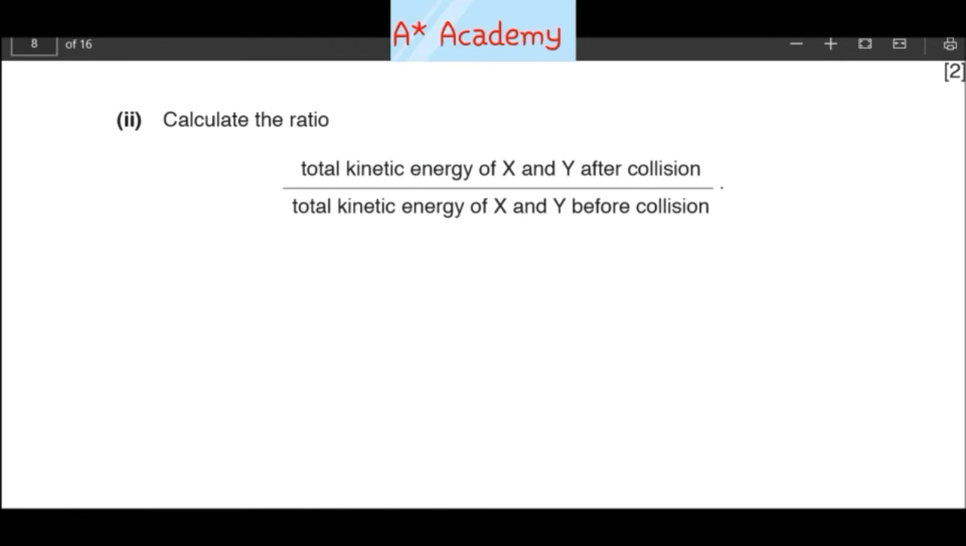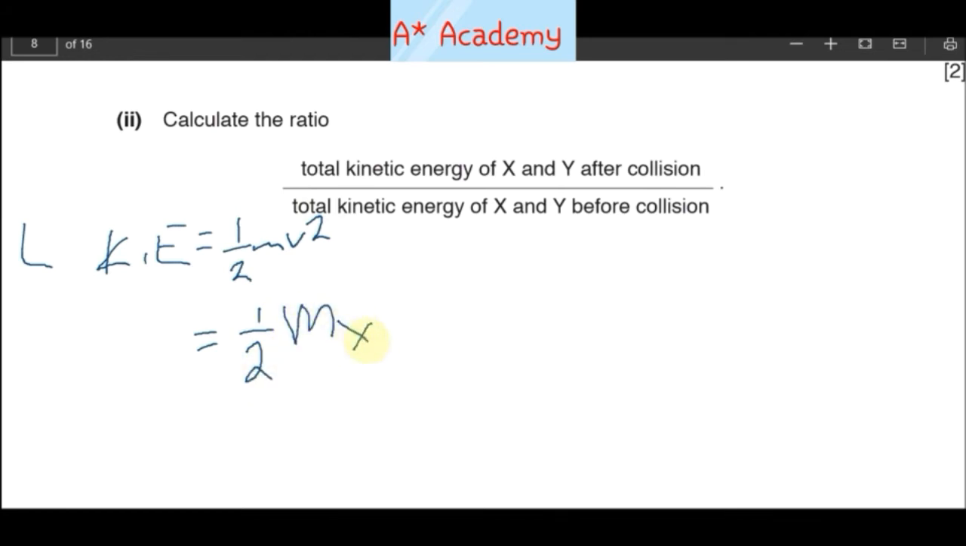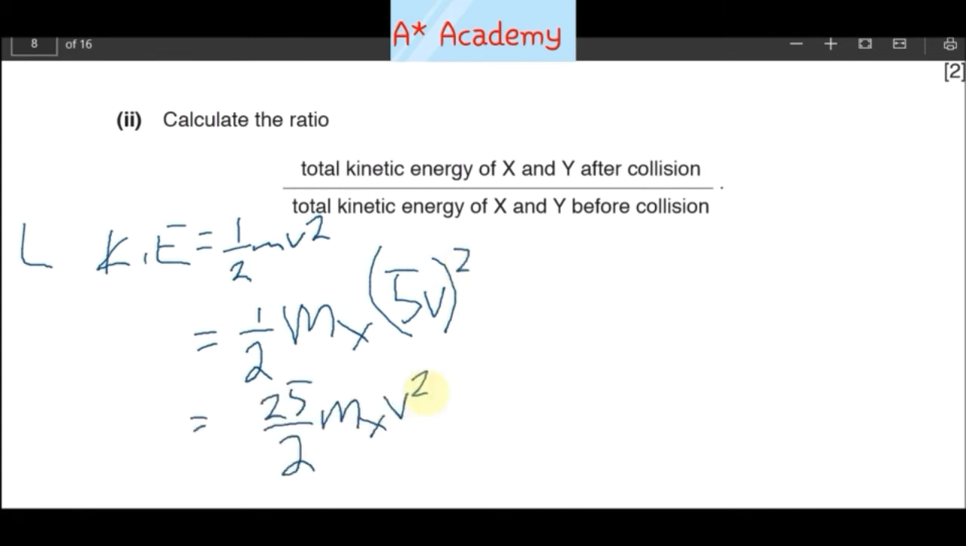And so we're going to calculate this ratio. The total kinetic energy of x and y before the collision is only the kinetic energy of x, because only x was moving. So kinetic energy is half mv squared. Before the collision we had only x moving, so it's half mx times the speed of mx before the collision squared. This gives us 25 over 2 mx v squared.